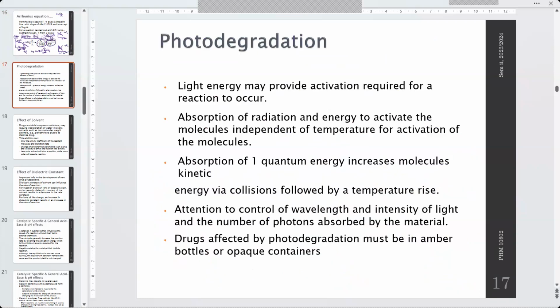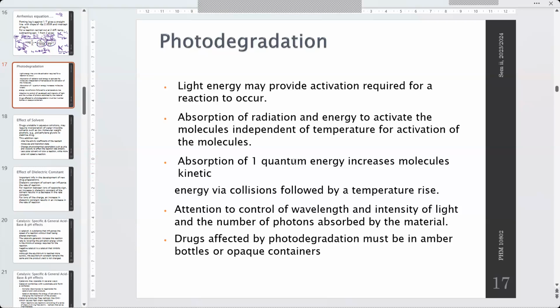Okay, another factor that may affect the degradation of products is light. So some drugs are light sensitive, some drugs no. We know that light itself has energy, and light energy will provide the activation required for a reaction to occur. So, absorption of radiation and energy to activate the molecules is independent of temperature. This is not related to the temperature of the medium. Only exposure to light while keeping the temperature stable may result in degradation of the drug. Okay?